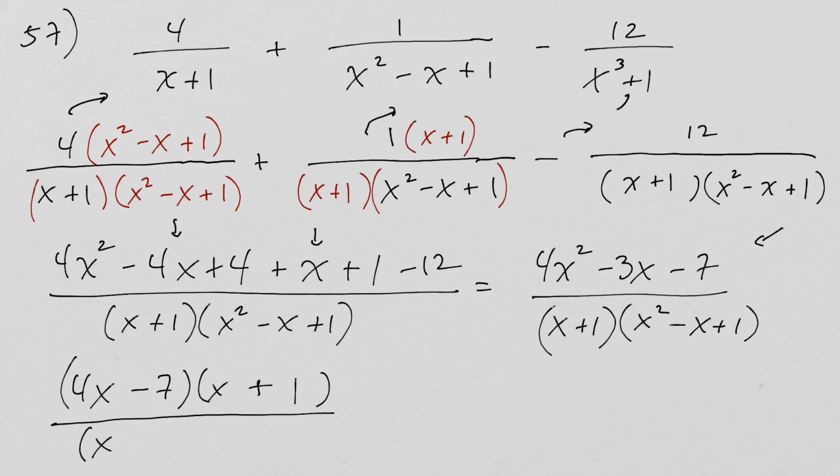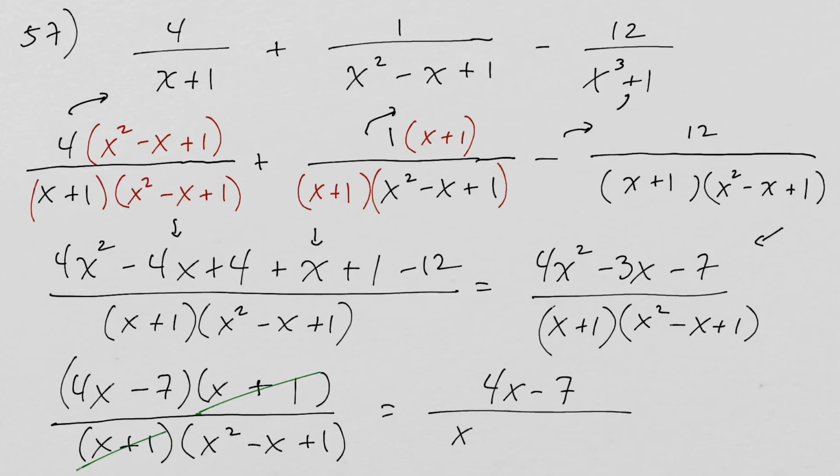Okay. And now I can see I have a common factor, which is x plus 1. So that cancels. And I'm left with my final answer: 4x minus 7 over x squared minus x plus 1.